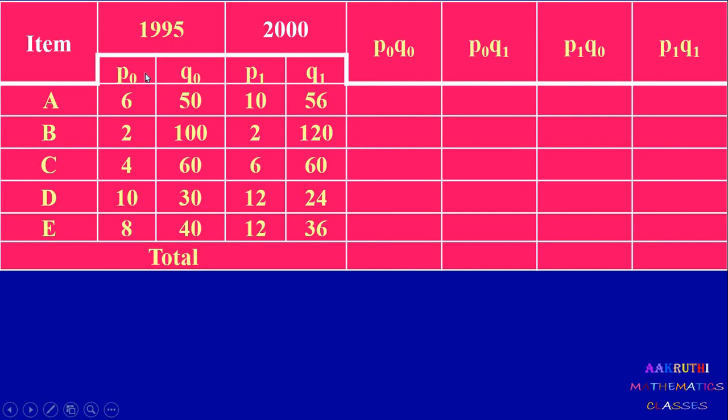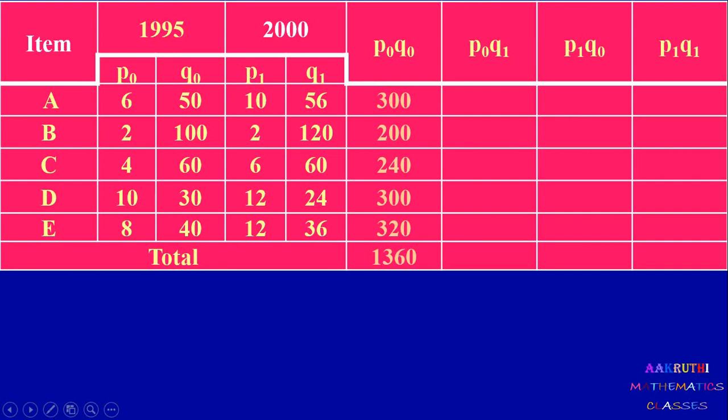So it is base year price is P0, base year quantity is Q0, current year price is P1 and current year quantity is Q1. So first we have to calculate P0Q0, that is multiply P0 and Q0. It is 6 into 50, 300, 2 into 100, 200, 4 into 60, 240, 10 into 30, 300, 8 into 40, 320. Adding all this, we get summation of P0Q0, and it is 1360.